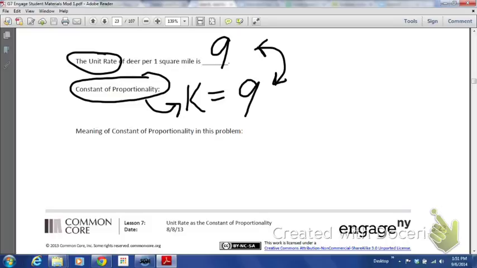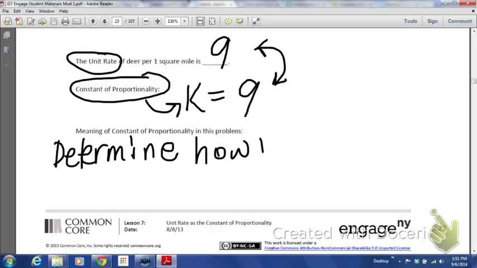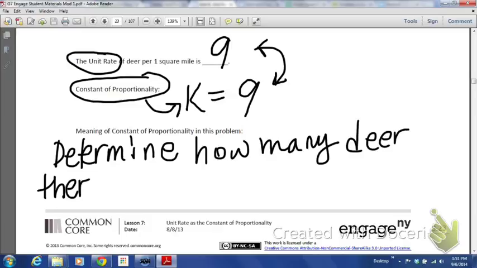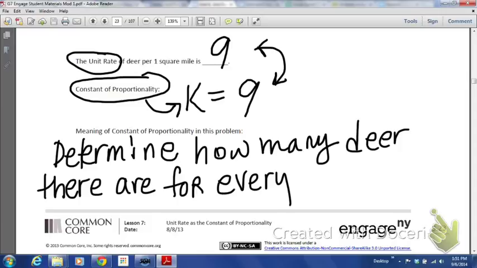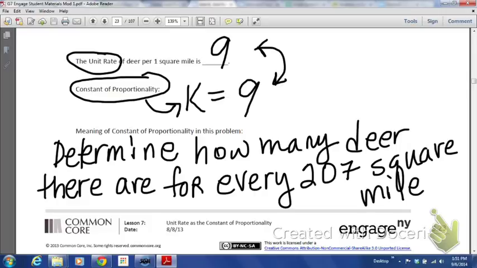Let me do this. I want you to use this unit rate to determine how many deer there are for every 207 square miles. So you're going to take a 207 square mile swath of forest and tell me how many deer, based on this unit rate, there would be in that area. So go ahead and pause and do some calculations and come on back.